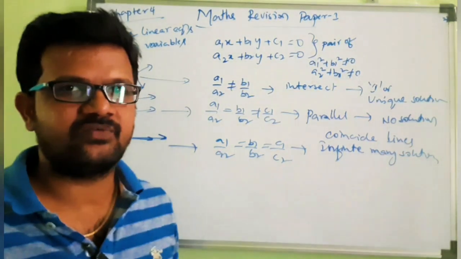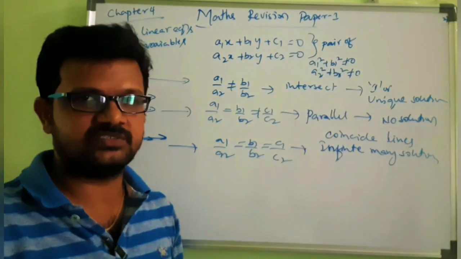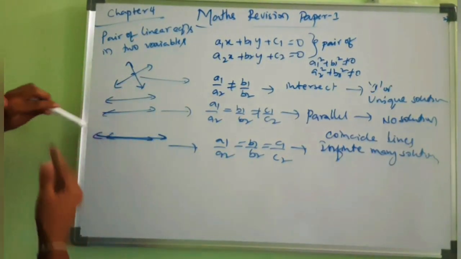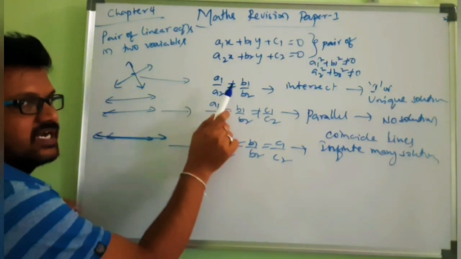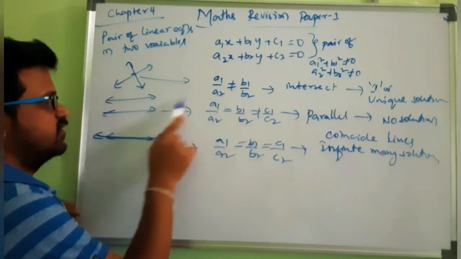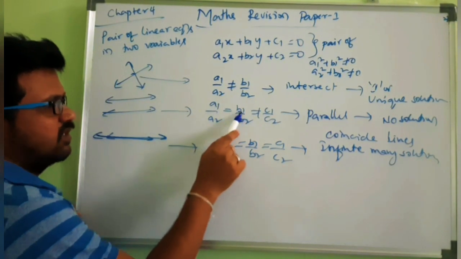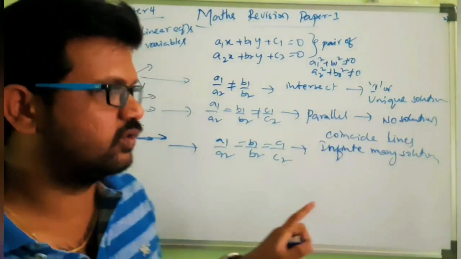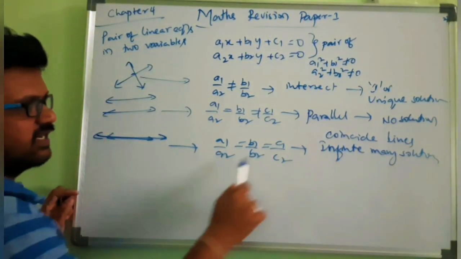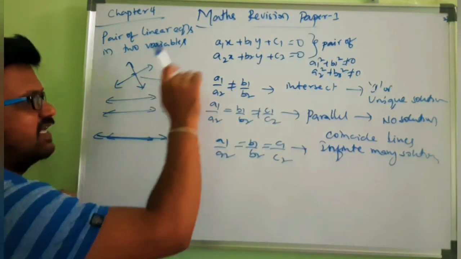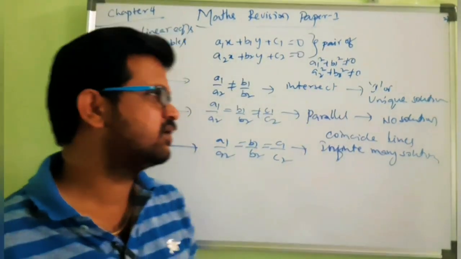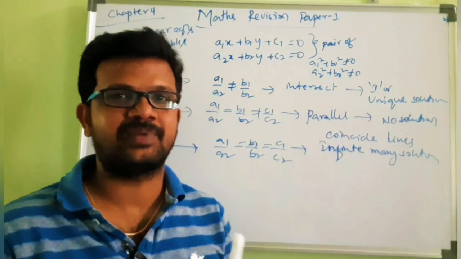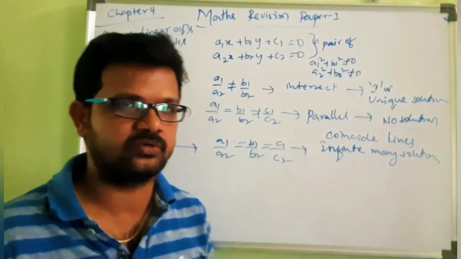If you draw the graph of these two equations, the pair of linear equations in two variables, those two lines may intersect, be parallel or coincide. If they intersect, what is the condition? a1 by a2 is not equal to b1 by b2. Parallel means a1 by a2 is equal to b1 by b2, not equal to c1 by c2. If the lines are parallel, there is no solution. If the lines coincide, infinitely many solutions. If the lines intersect, there is only one solution. Okay, and based on this they will ask questions. You can practice these questions from your textbook.